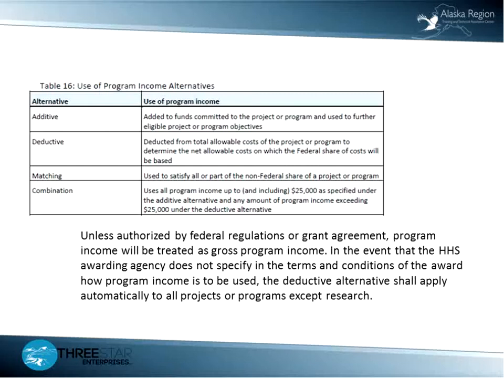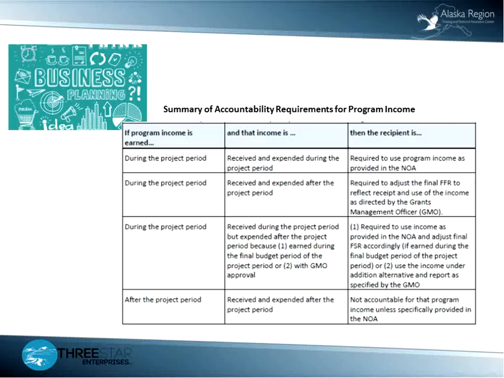Unless authorized by the federal regulations or grant agreement, the program income will be treated as gross program income in the event that the HHS awarding agency does not specify in the terms and conditions of the award how the program income is to be used. The deductive alternative shall apply automatically to all projects or programs except research. This is taken directly from the post-award manual.